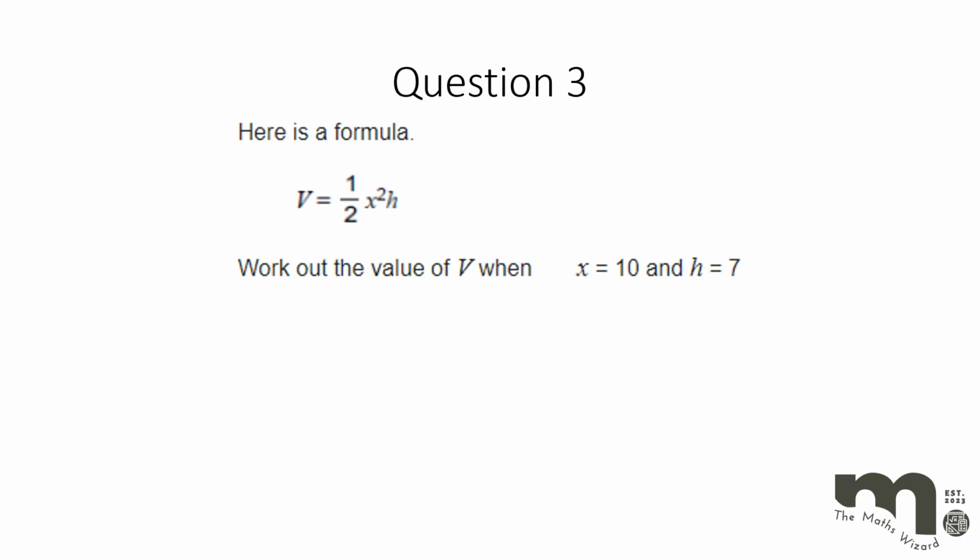Okay, now we've got a formula here then. So the formula is v equals half x squared times by the height. So I want you to work out the value of v when x is 10 and h is 7.